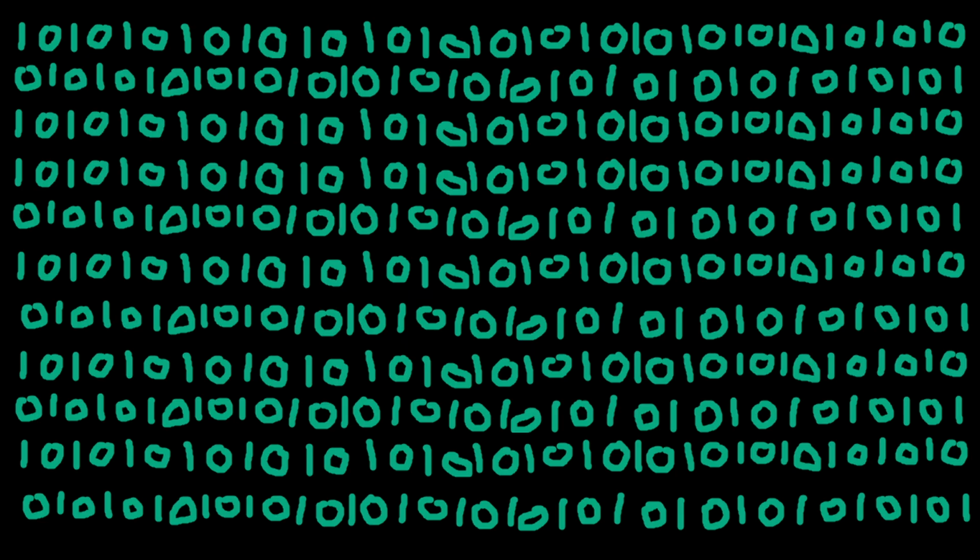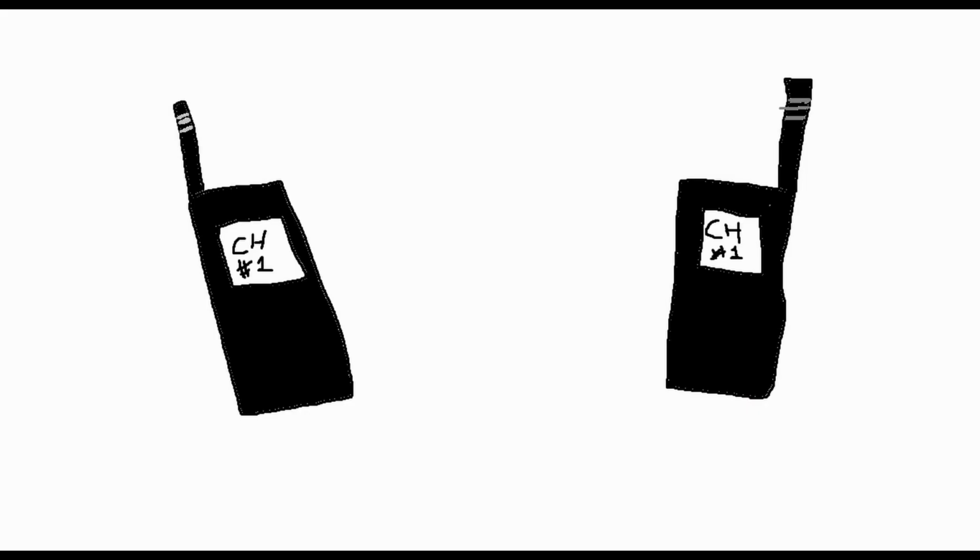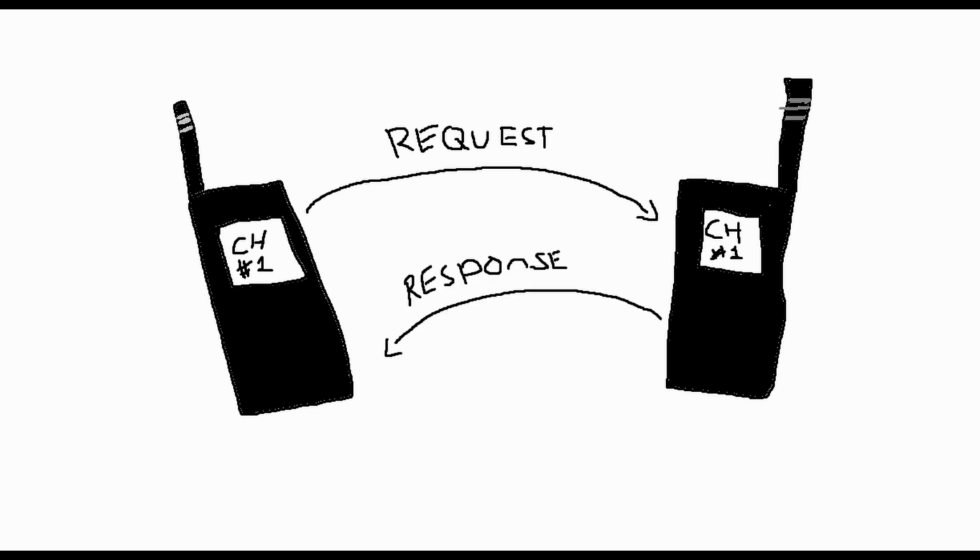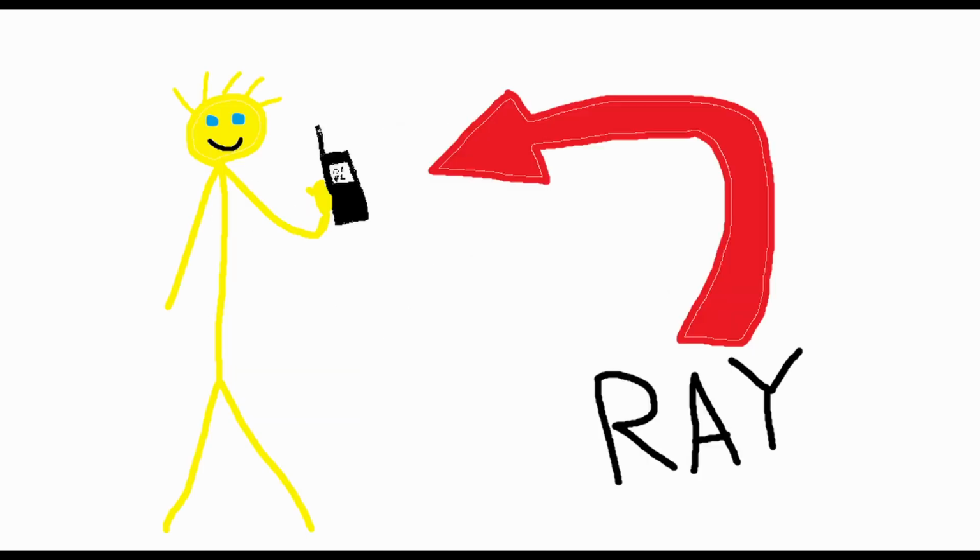Now, to explain that a little bit further, I need to get a tiny bit technical, but don't worry, I'll keep it simple. You know how walkie-talkies work, right? One person sends a message, the other person receives it, and then responds to that message. That's kind of how APIs work. Imagine one app is like a person with a walkie-talkie. Let's call this app Ray.